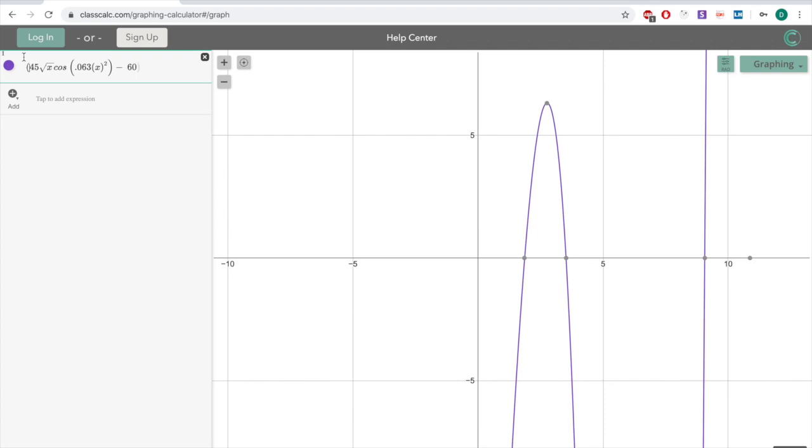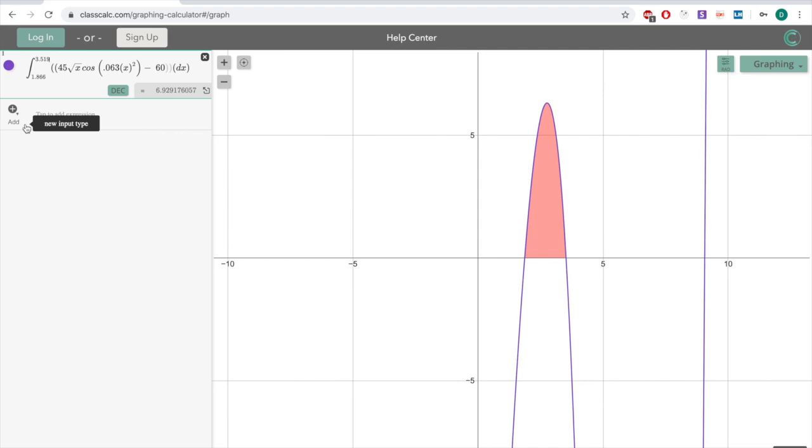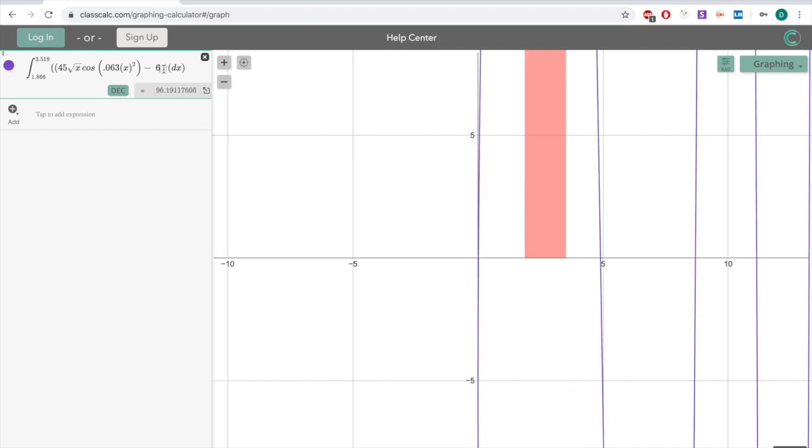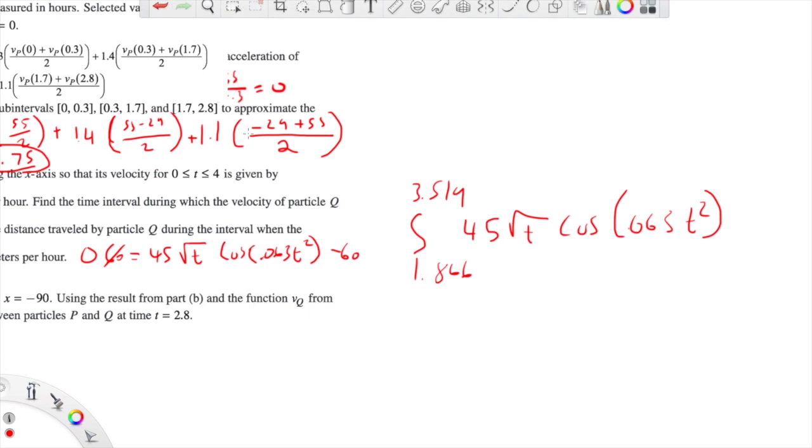To get this wrapped in an integral, just open the parentheses. You can see the little ghost parentheses already closes it for you. So you just type in I and t, and it'll take the integral of the whole function. And we're taking it on the interval from 1.866 to 3.519. There we go. Oh, gotta get rid of that. Minus 60 here, my bad. There we go. 106.109, which is the answer.